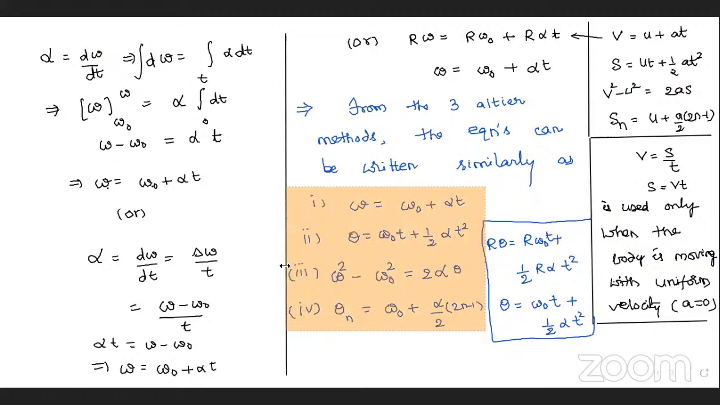Yes, good. How to use these 4 equations and how to find the torque, tomorrow we will discuss in the class. Okay. Yes, next class. Very good. Right. Okay. So do you want the pages? If you want, you can take.